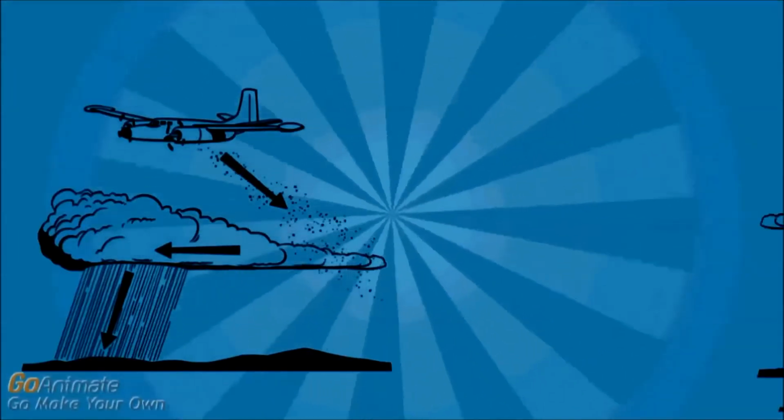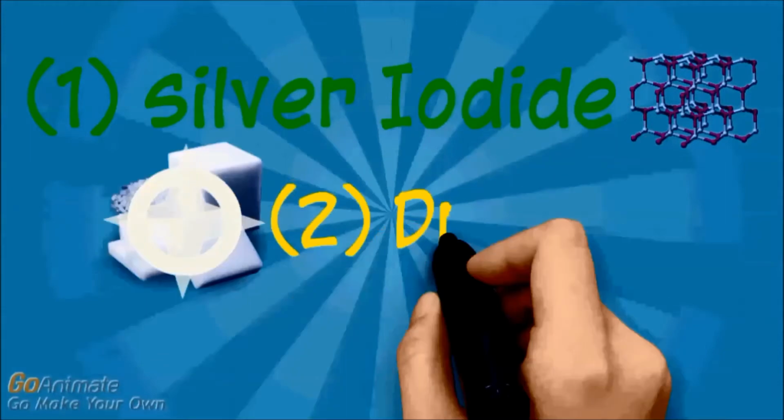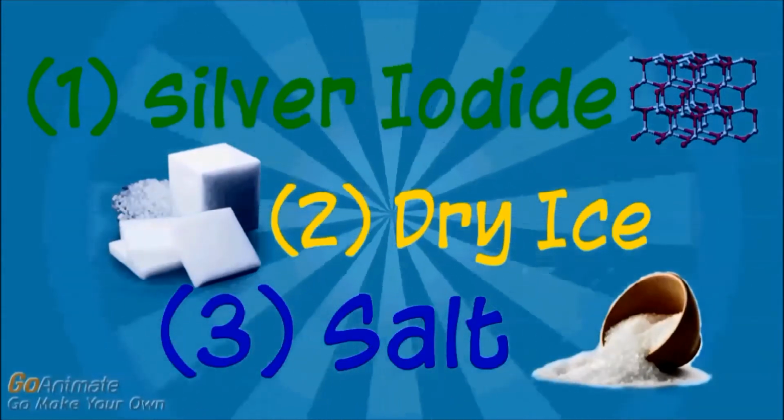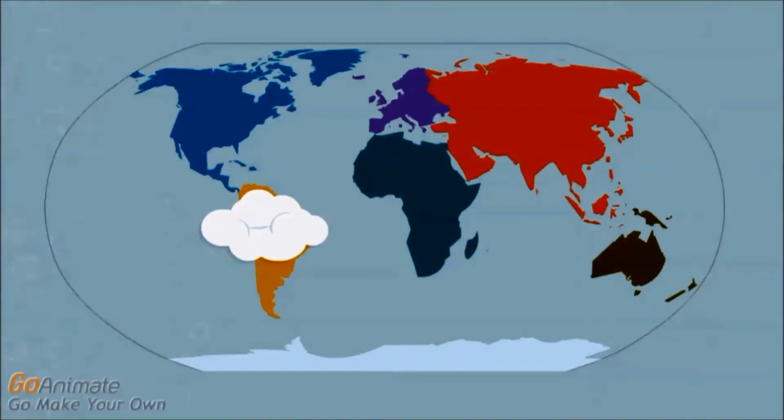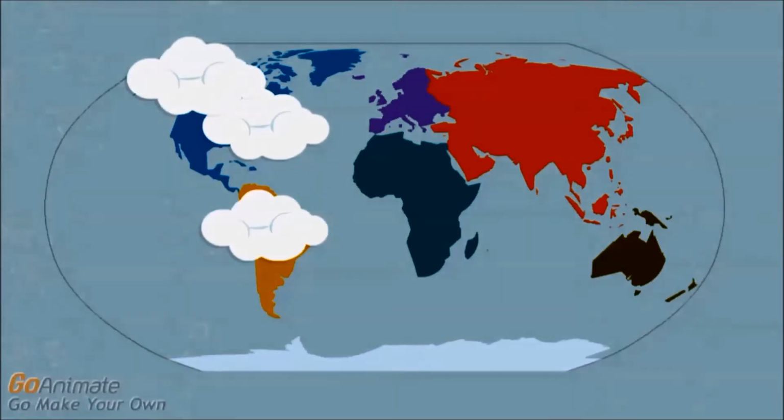By using planes or ground generators to spray seeds such as silver iodide, dry ice and salt into the sky, we can make more clouds. And ever since it was invented during the 1960s, cloud seeding is now used in more than 70 countries in the world for turning weather into our favor.